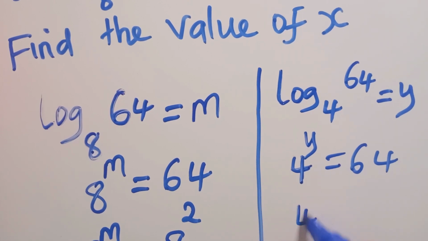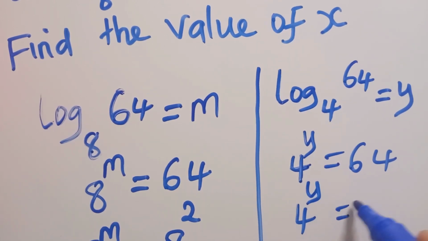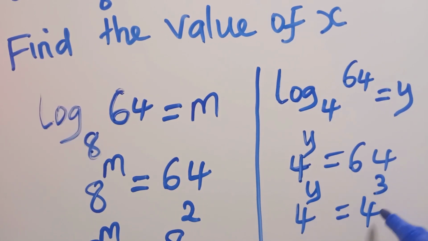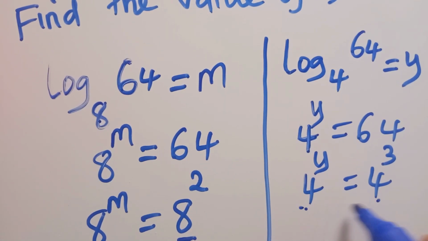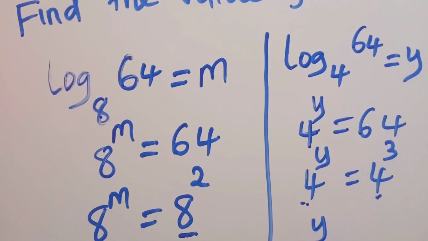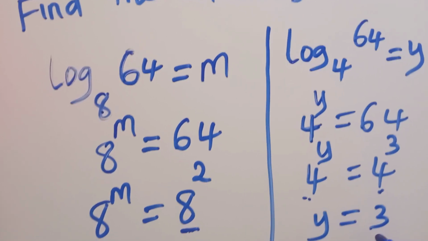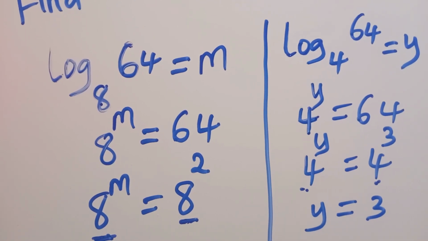Therefore, 4 raised to y can be 4 raised to 3, since 4 raised to 3 is just 64. I have not changed anything. Since the bases are the same, we equate the powers. Therefore, the value of y is 3.